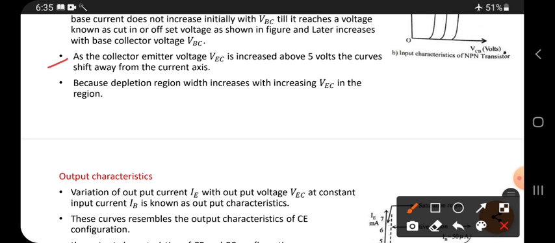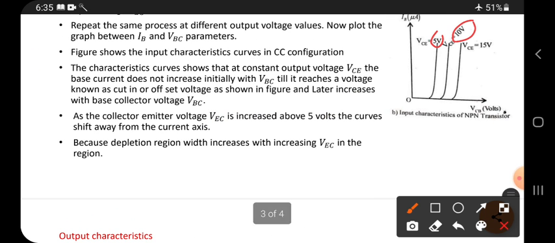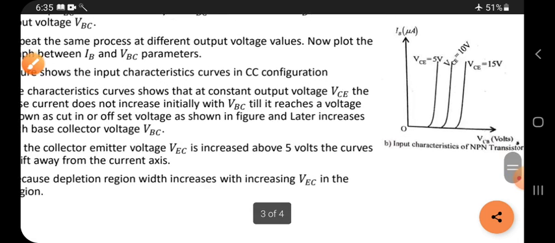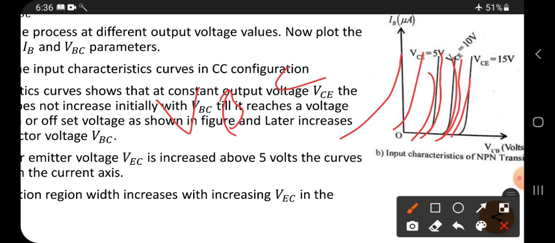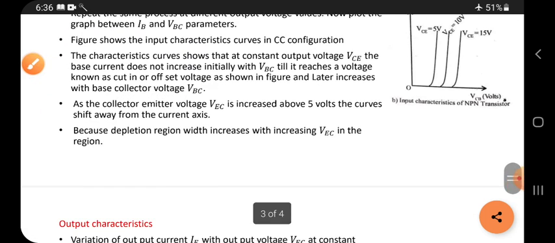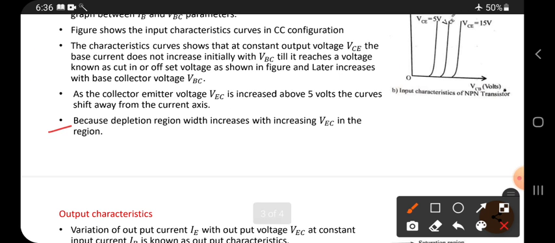As the collector emitter voltage VEC is increased above 5 volts, that is to 10 volts, the curve shifts away from the current axis. First we got this line, next time we got this one. That means the current is lagging behind the voltage. But in the previous case, if you observe VBC, the current is leading. So the current starts earlier when you change the output voltage. The reason is that the depletion region width increases with increasing VEC.